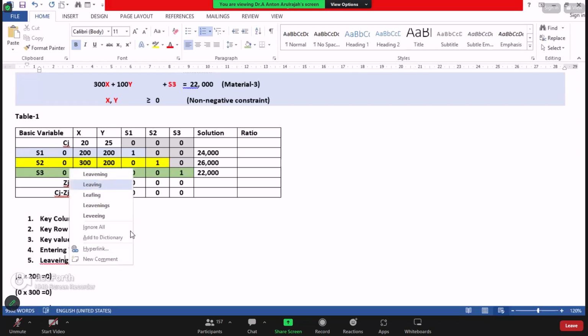So now I am going to explain how to do this. Find the key column, key row, key value, which is the entering variable. The entering variable is for the next table, not this table, the next table. And the leaving variable is from this table.